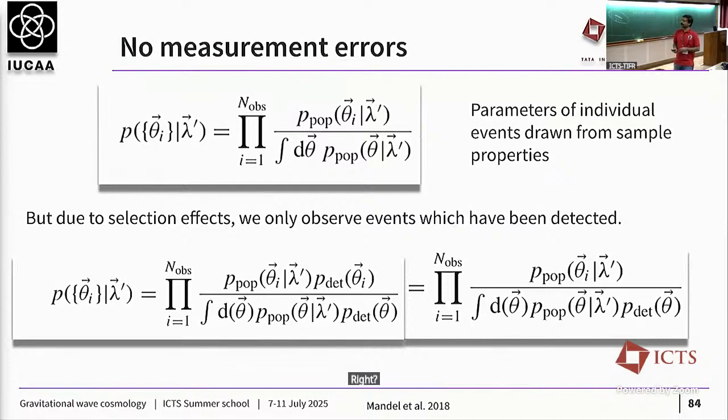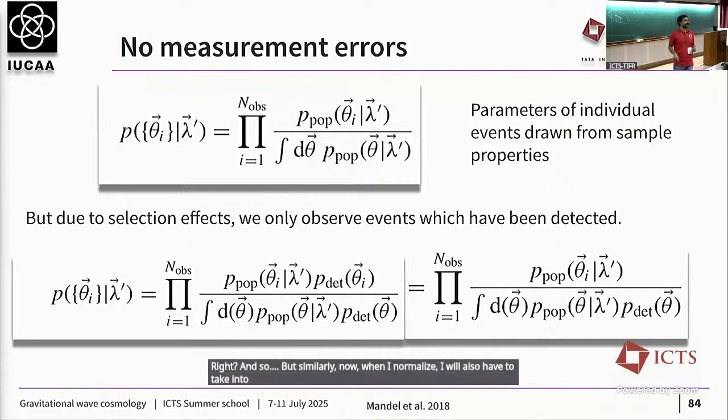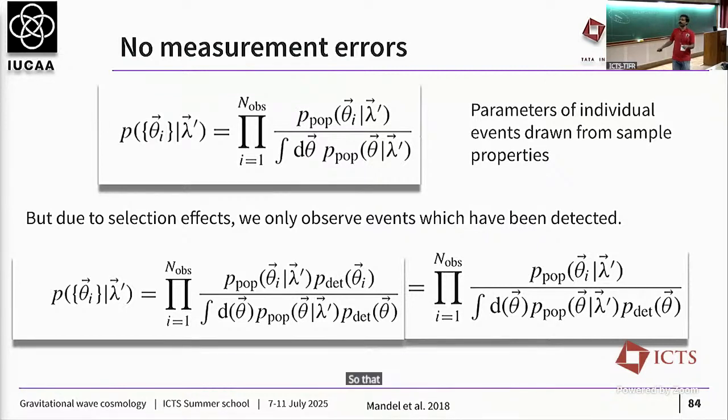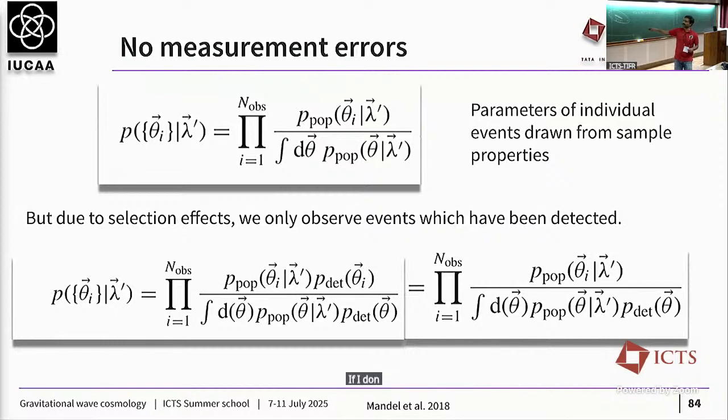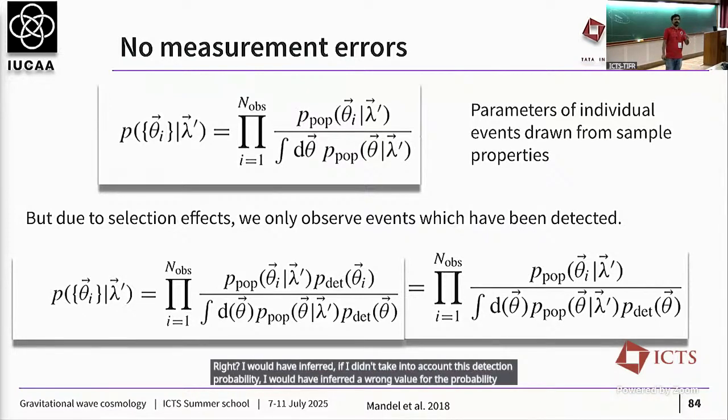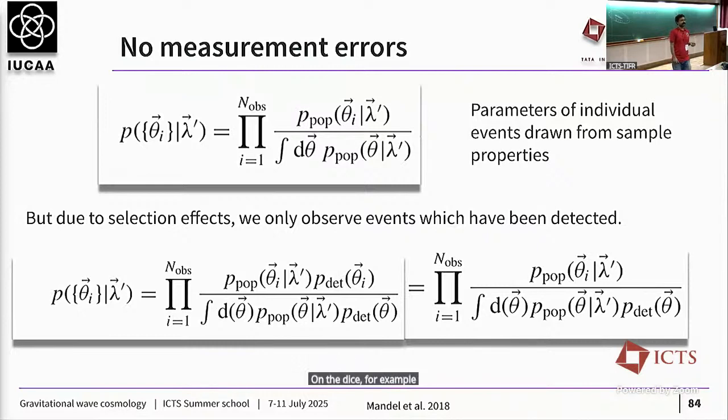But similarly, now when I normalize, I will also have to take into account this detection probability so that I figure out what is the true probability of the events that I see given the shape parameters lambda. If I don't take into account this, I will get wrong numbers. I would have inferred a wrong value for the probability to get a 1 on the dice, for example.